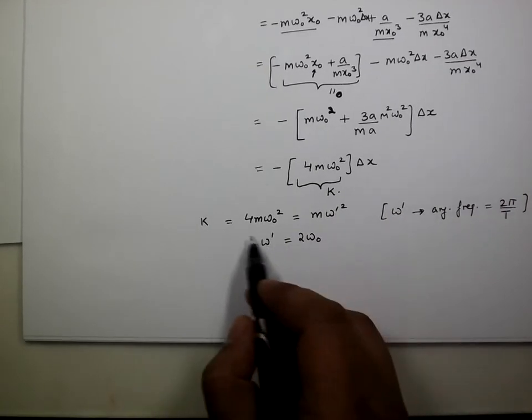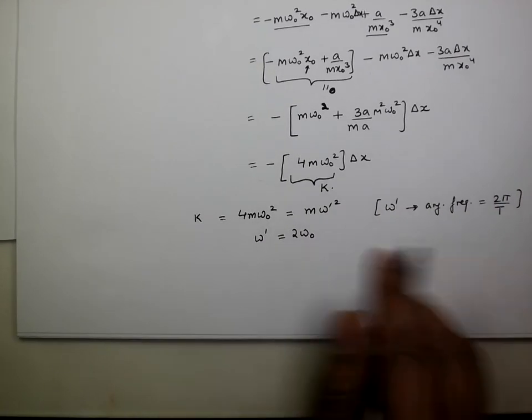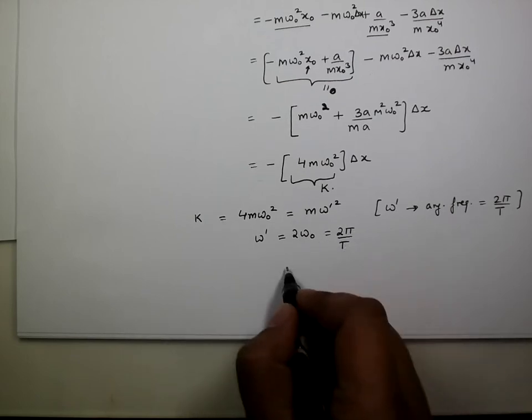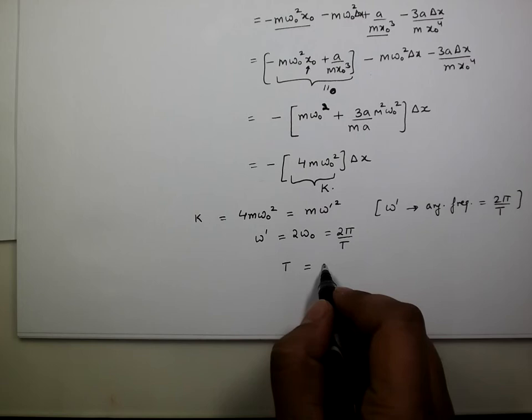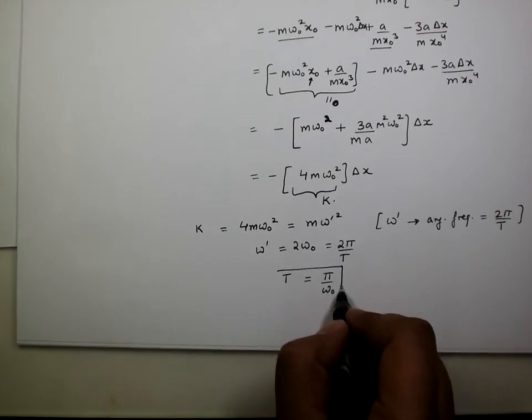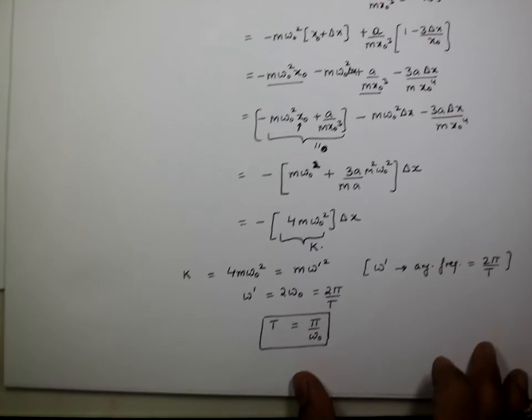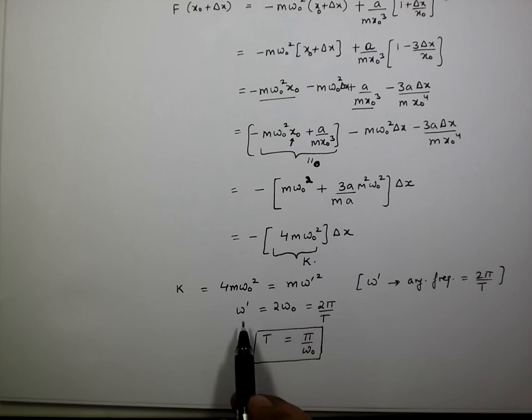So the angular frequency we have found is 2 omega naught. This is also equal to 2 pi over time period, so time period will be equal to pi over omega naught. So our answer is angular frequency is equal to 2 omega naught and time period is equal to pi over omega naught.